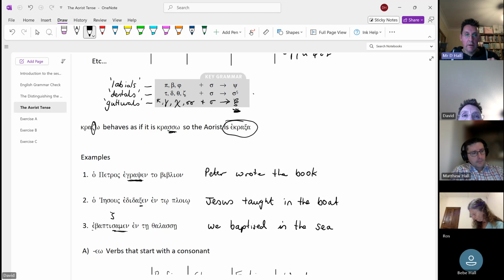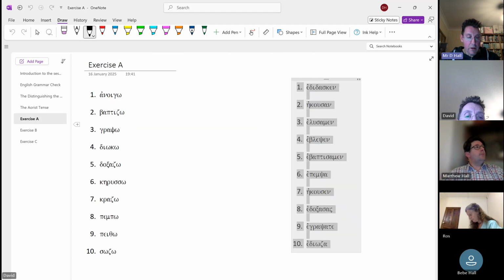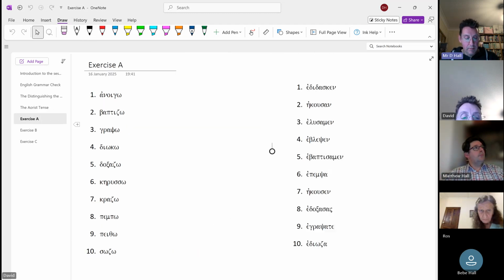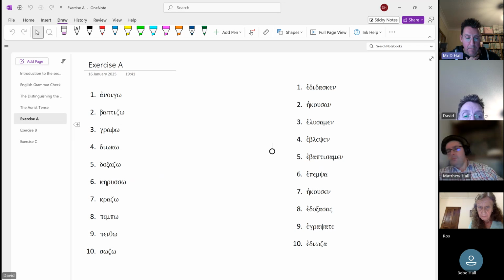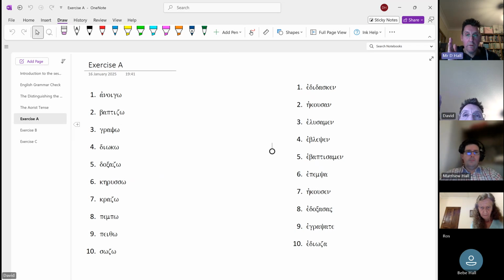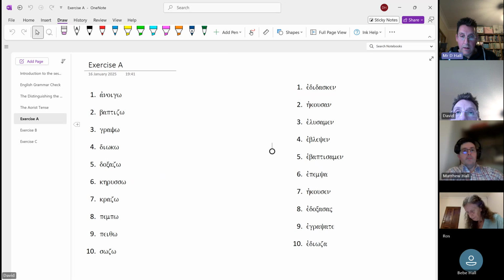Okay, so there's quite a bit to get your head around, I think, in terms of working out how to make the endings right. And you just learn these through practice. I thought it would be a good idea to start by turning these verbs into their aorist first person. So this is the first person verb that you've got. So this is about checking with that little table to see if you can work out what ought to happen to the endings here. Some of them we've done.